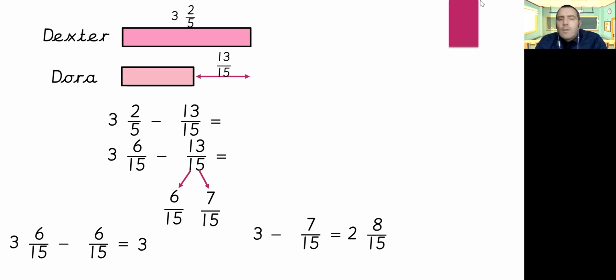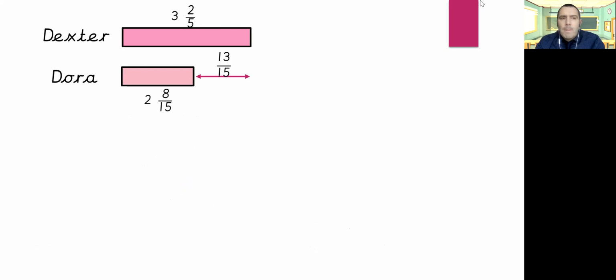We still haven't finished answering the question. We've worked out the difference. Now we need to answer the second part of our question. So we know Dora watches television for 2 hours and 8/15 of an hour in total.